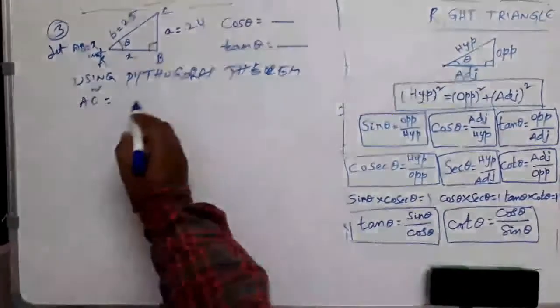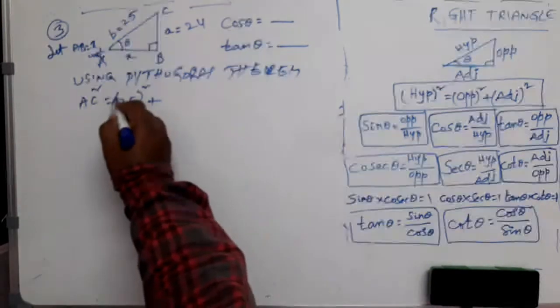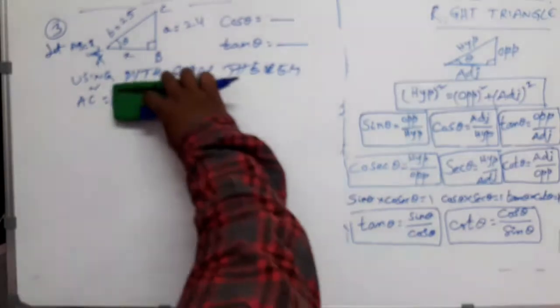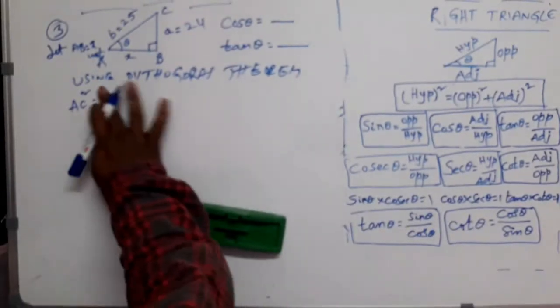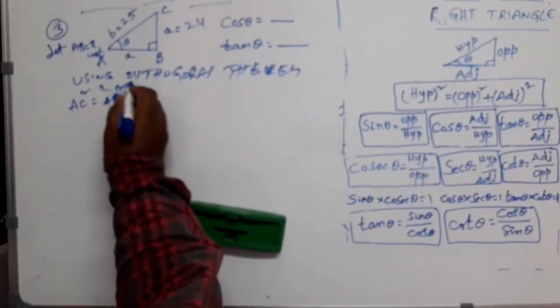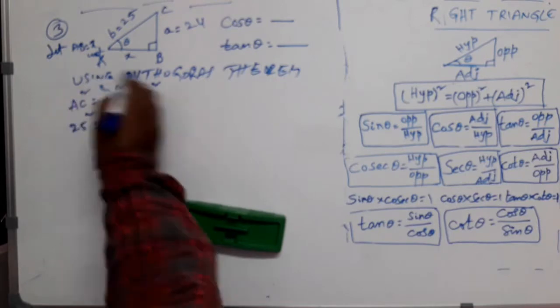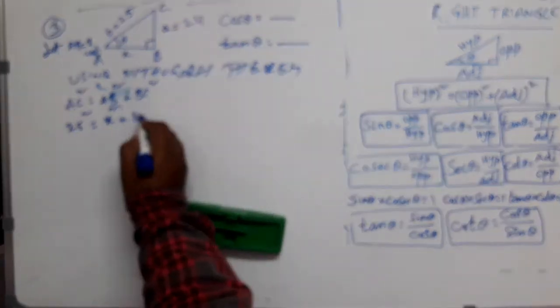AC square is 25 units whole square, equal to side square, or AB square. Let us write the formula completely. AC square is AB square plus BC square. So 25 whole square is equal to x square plus this is 24 square.